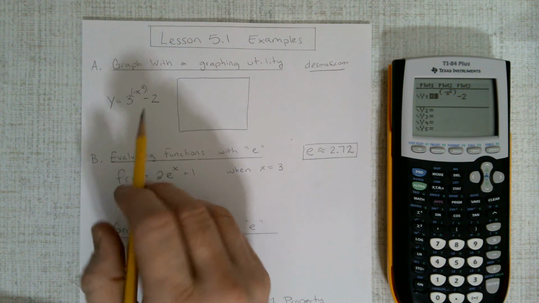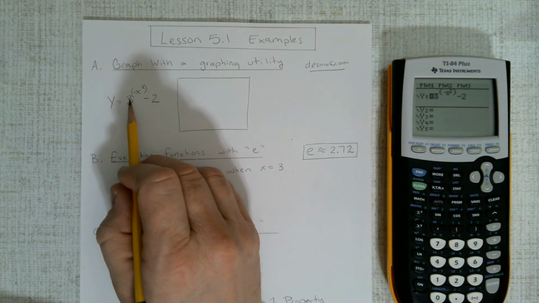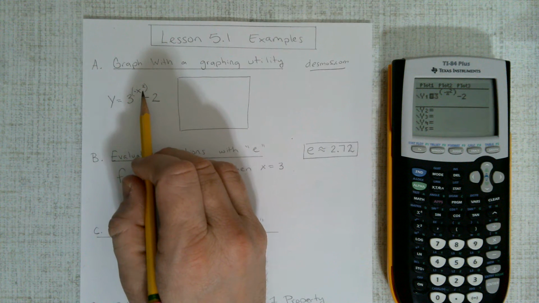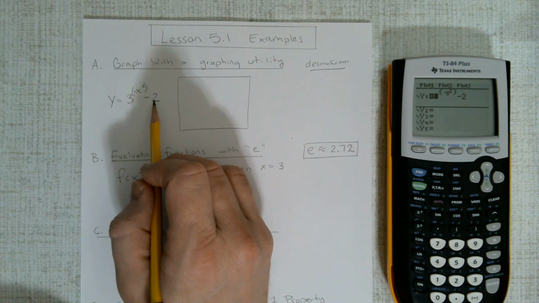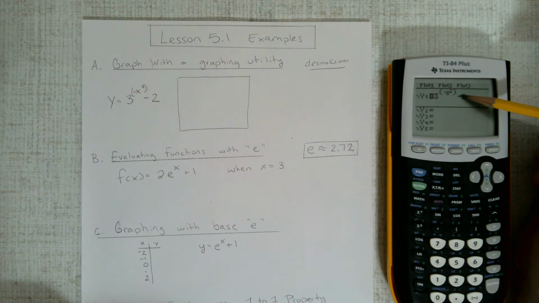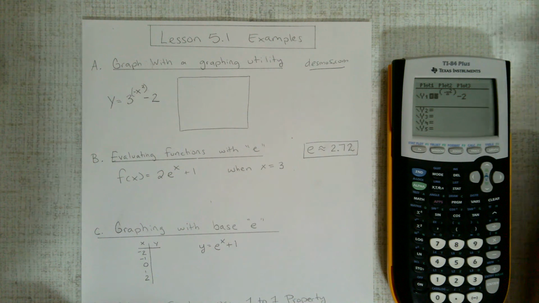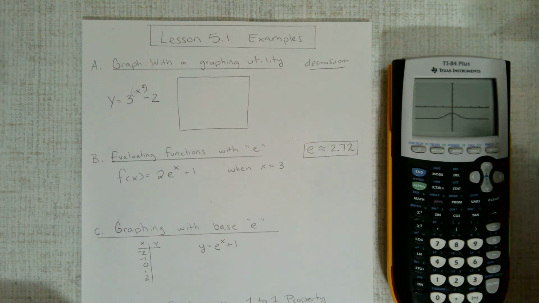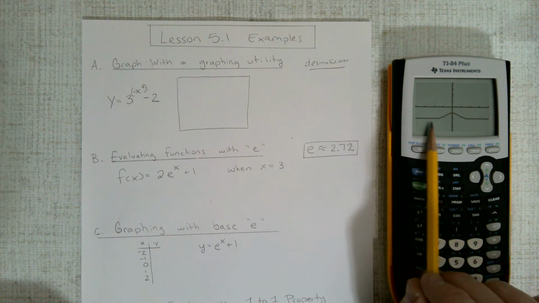And here's a function. It's exponential. It's 3 with this crazy exponent up here. It's a negative x squared minus 2, and I need to graph that. So I type it in here, or I type it in Desmos, and I hit the graph button. And what you're going to want to do is draw this out. They already did the graph for you.